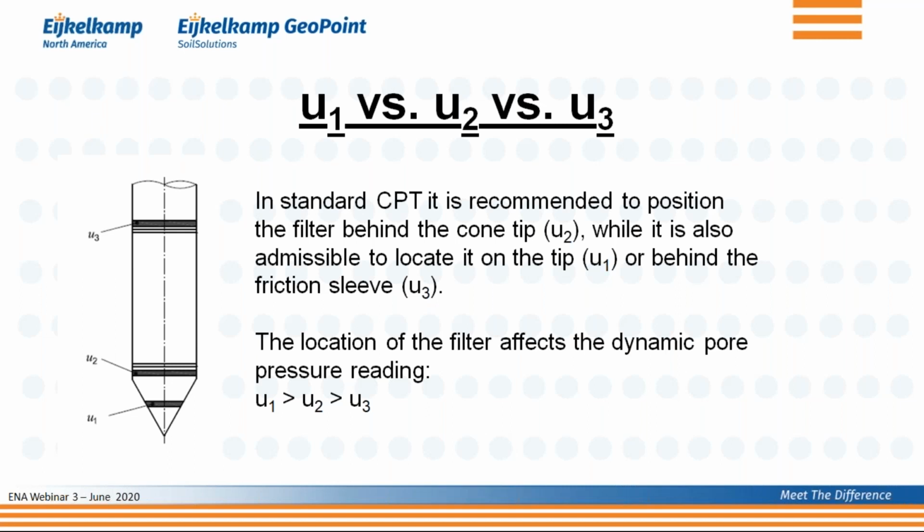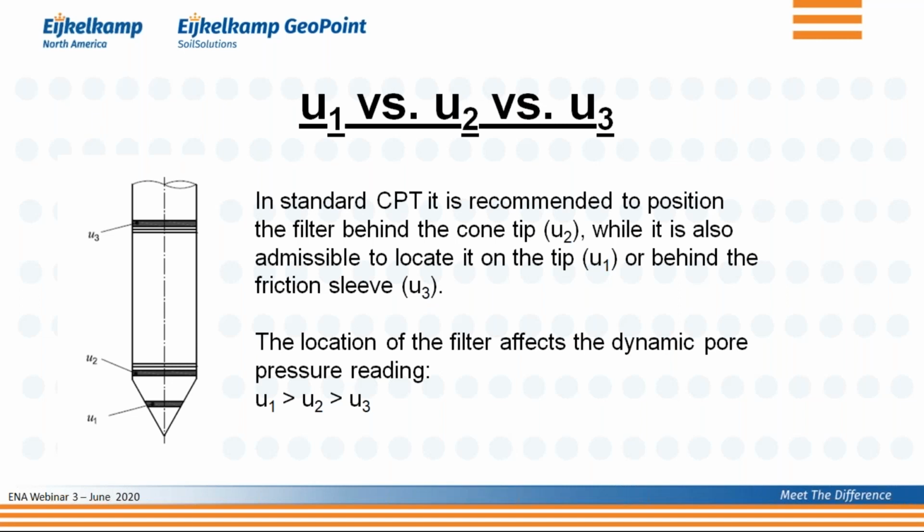You can put it in the cone tip, which is the U1 position. You can put it behind the cone tip, the U2 position, or you can put it behind the friction sleeve, which is U3. So the reason why we are calling it U1, U2, U3 is basically just the three different positions where you can measure your pore water pressure.